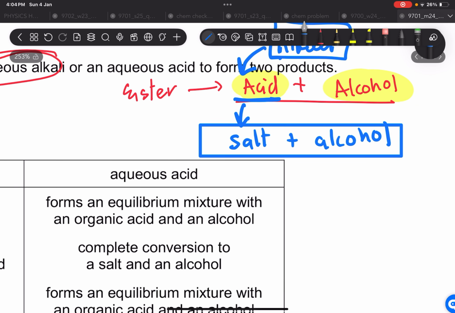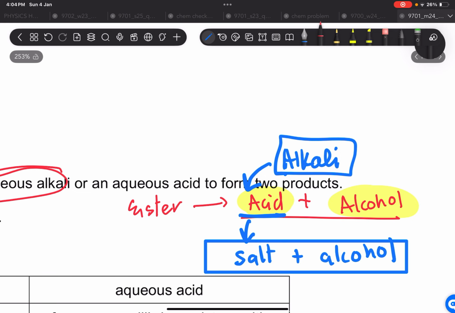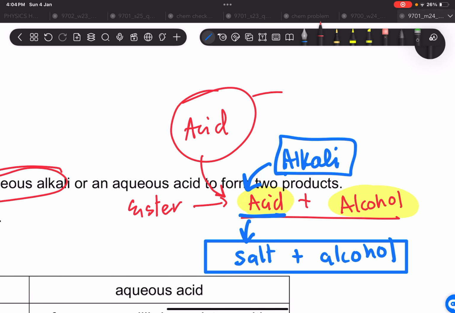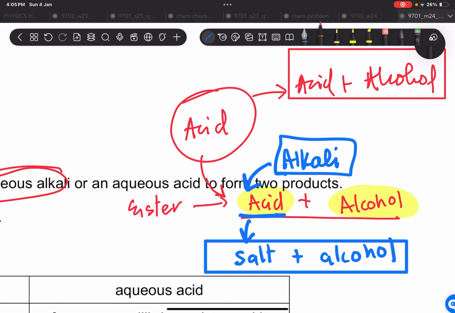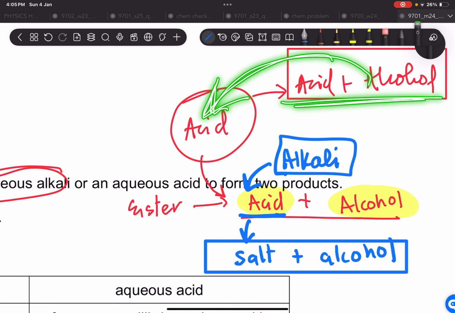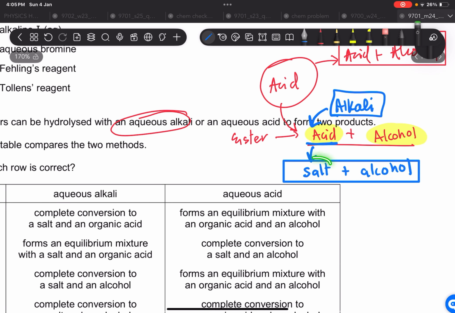But if you do it in the presence of an acid, the acid cannot react with the acid. So you're going to form an acid and an alcohol. Since you form an acid and an alcohol, this is going to be reversible. This acid and alcohol can change back into your ester. But over here, since a salt is formed, this is non-reversible. This cannot be reversed back to form the ester.